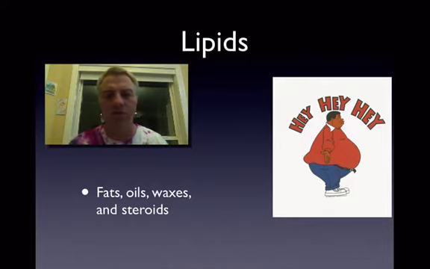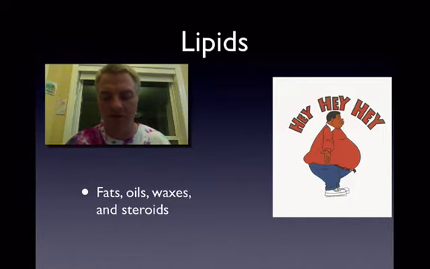So if you remember today, we talked about lipids as being fats, oils, and waxes. And our steroids also fall in this category. And we're going to spend primarily most of our time talking about fats and oils. But hopefully you'll get all this.